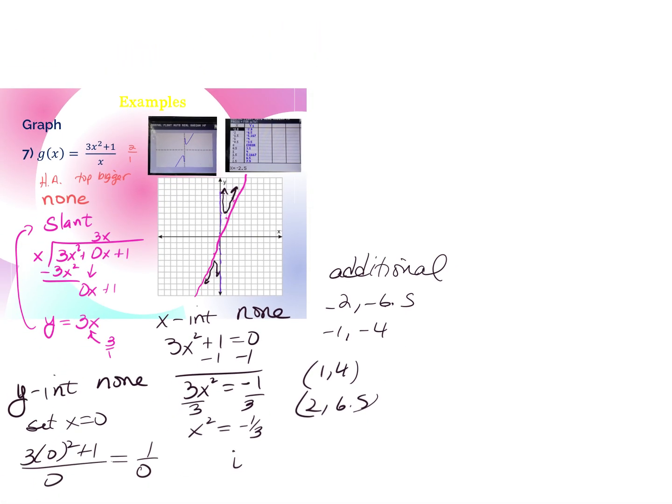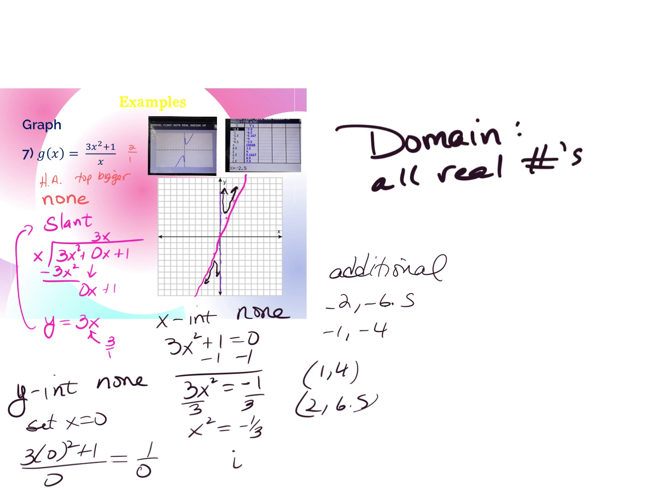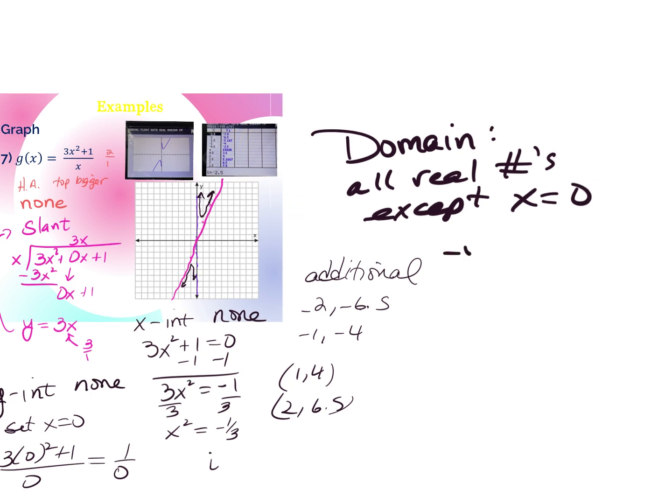And for the domain, the only thing that would make this undefined is when x equals 0. So all real numbers except when x equals 0. So in interval notation, -infinity to 0, union 0 to infinity. And that is it for the notes on graphing rational functions.